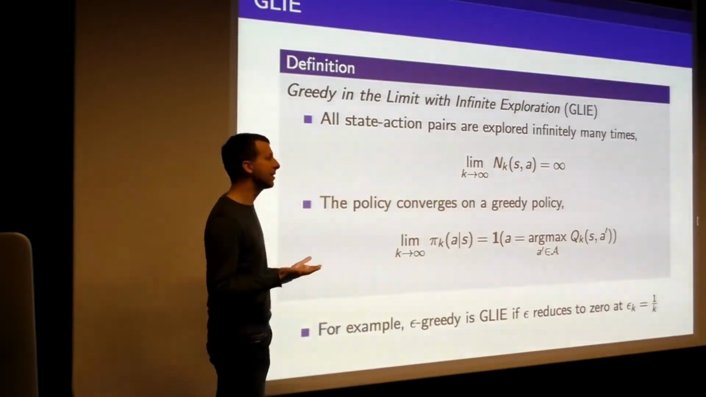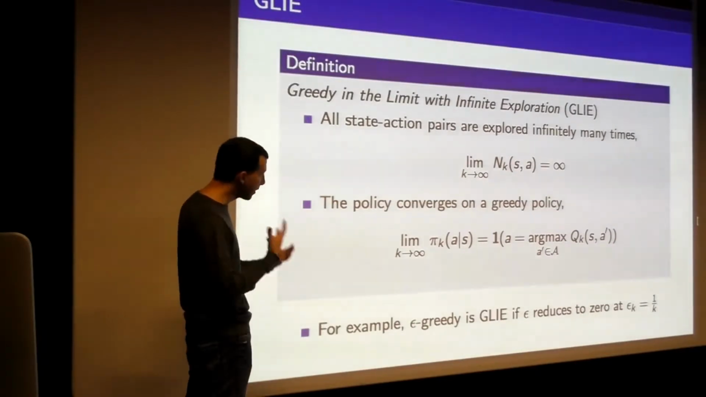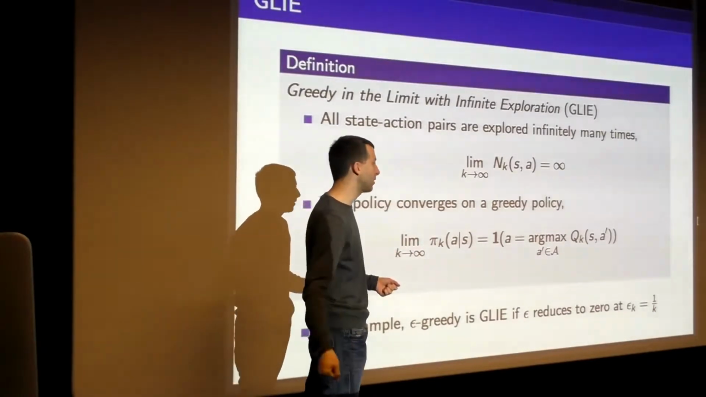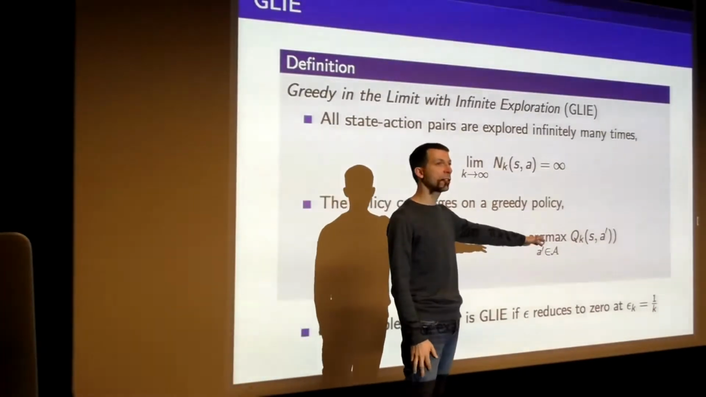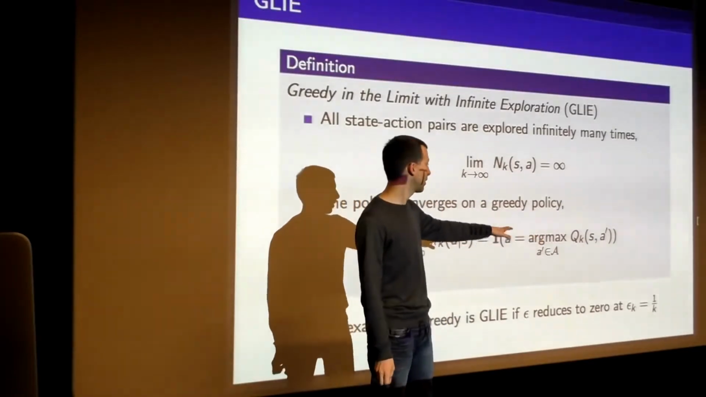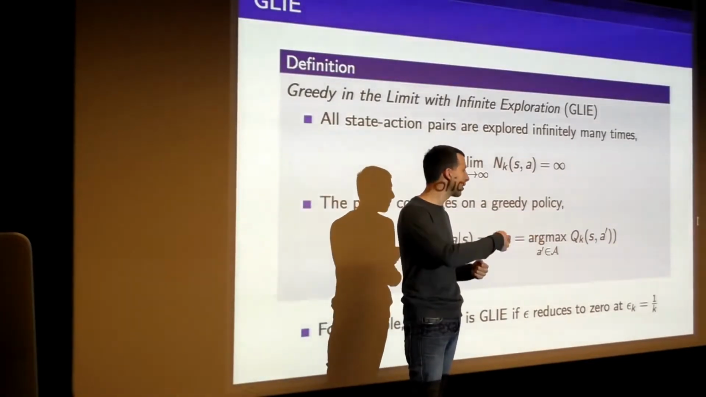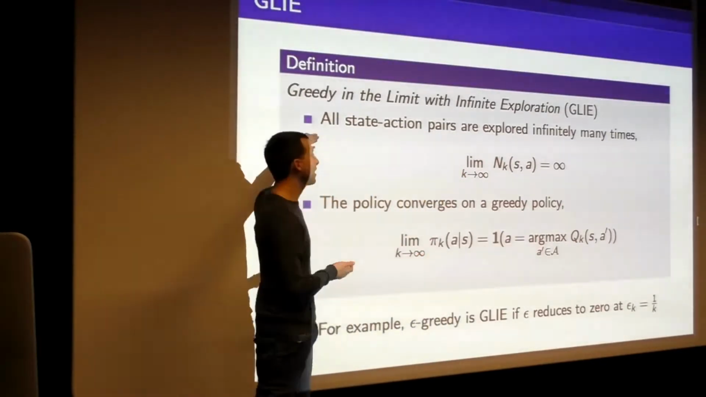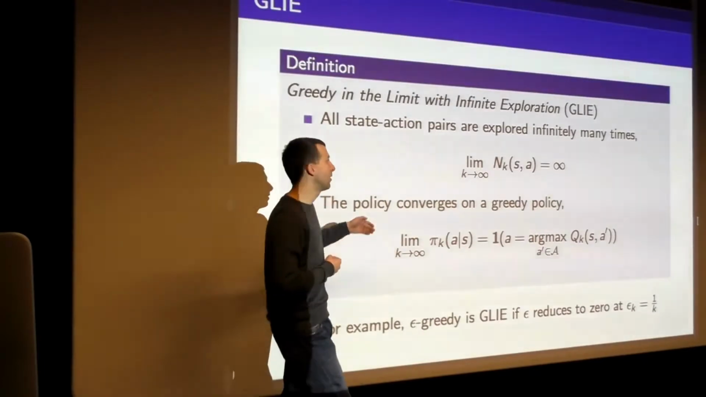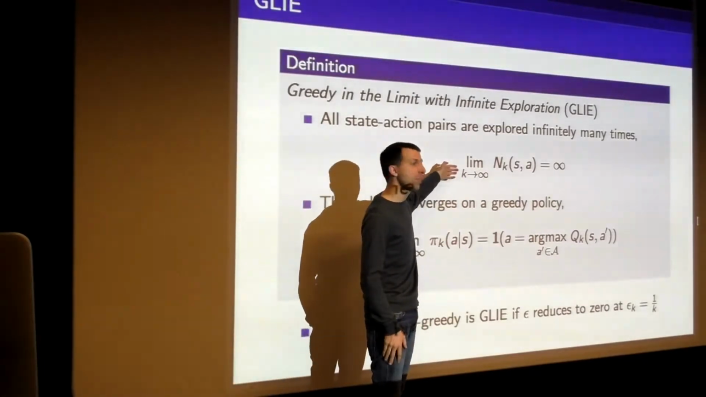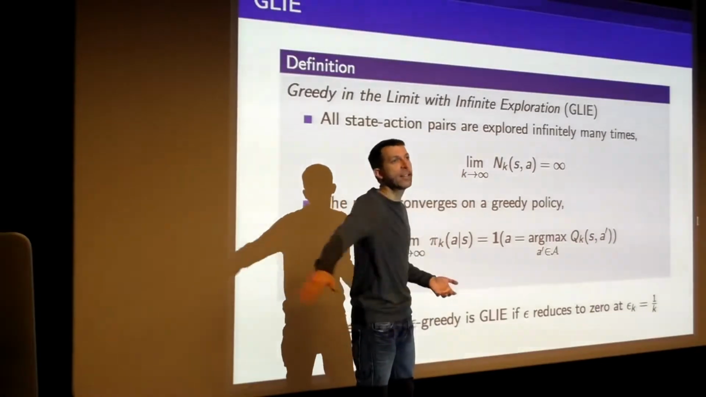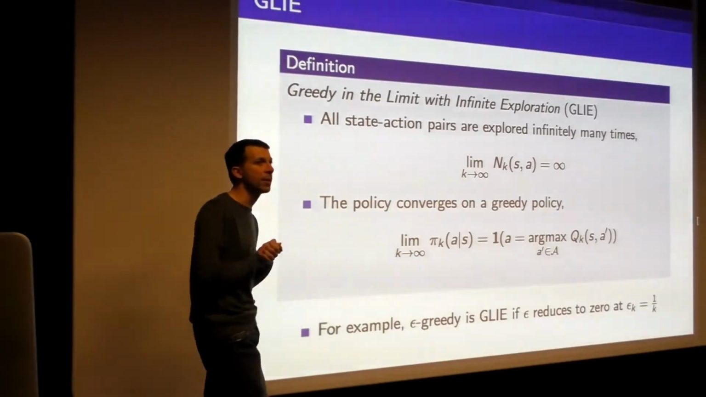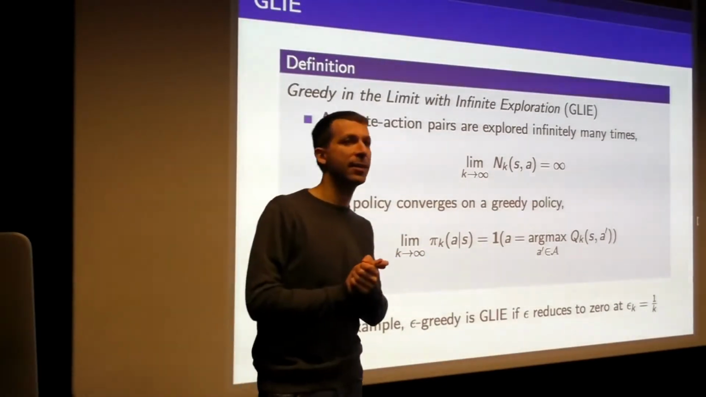One way to achieve this, by no means the best way, but certainly one simple idea, is to choose an epsilon greedy policy and just decay epsilon slowly towards zero. For example, if you choose a hyperbolic schedule, so on the kth episode you set your epsilon to 1 over k, that satisfies these two properties. You will see everything infinitely often, but asymptotically you become closer and closer to the greedy policy. Okay, so that's one way to balance things.